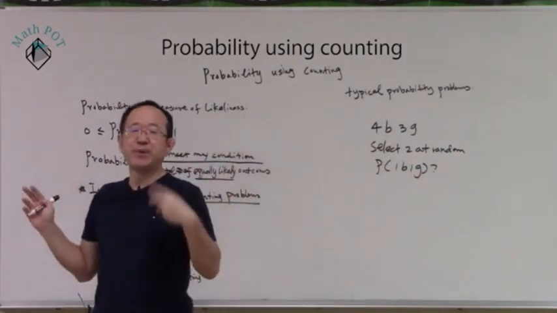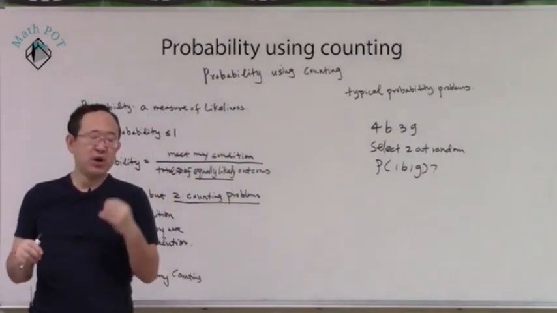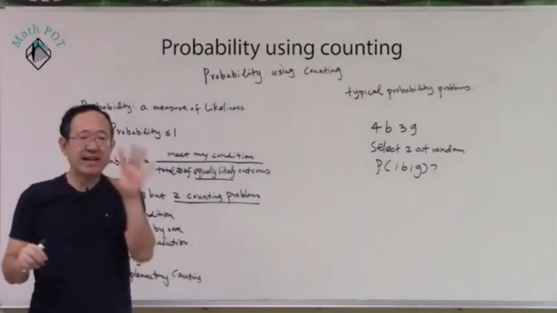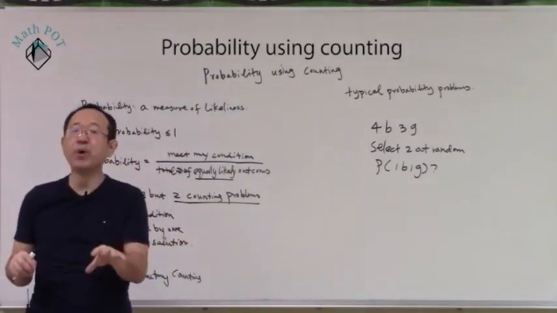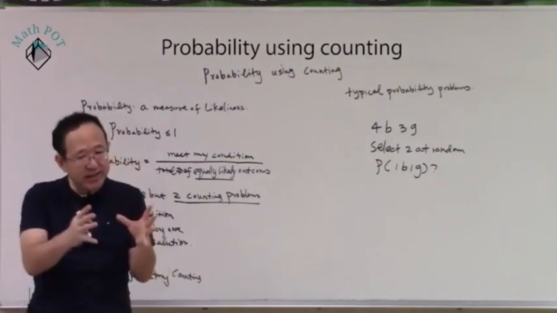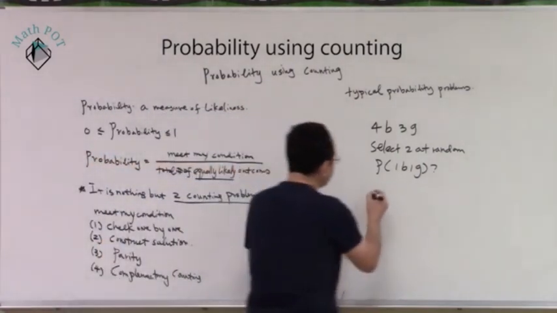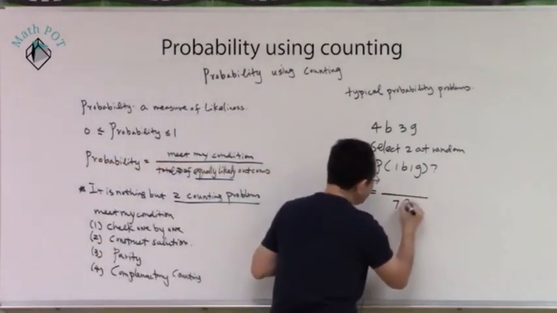So definitely this is nothing but two counting problems. The first one: if we have four boys and three girls, we want to select two people. How many ways are possible? It's very clear: all together, boys and girls, it's 7C2. That gives us the total outcome, 7C2.